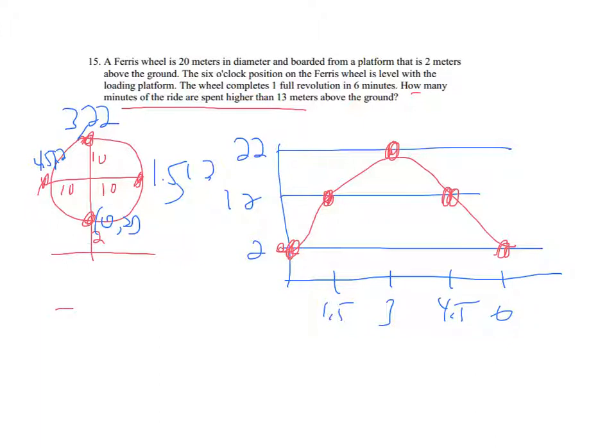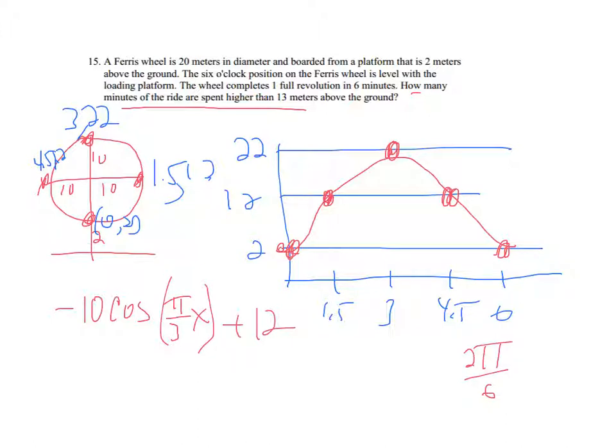We know the amplitude is 10. So negative 10 cosine. And it takes 6 minutes to go all the way around. So 2 pi divided by 6 is pi over 3 for the b number. And we know it's shifted up 12. So then, there's the equation.